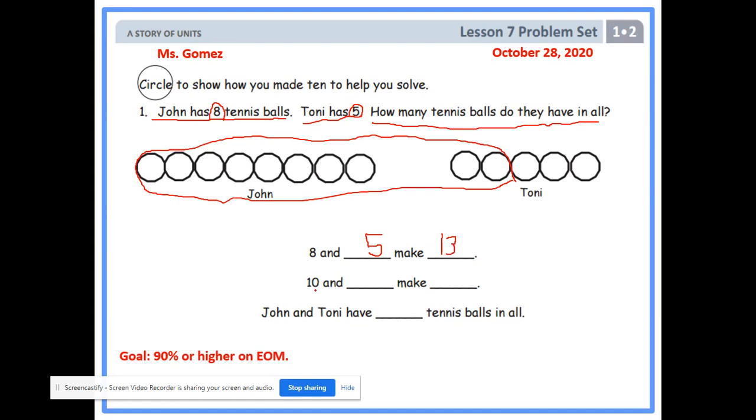And now we have to complete the statement by using a 10 plus related fact. So the second one, 10 and blank make blank. So we already know there's 10 inside the circle. So 10 and how many outside the circle? Get ready. Yes, we have 3. 1, 2, 3. So 10 and 3 make, get ready. Yes, 13. So John and Tony have blank tennis balls in all. How many tennis balls do they have in all? Get ready. Yes, 13 tennis balls. Awesome job, boys and girls.